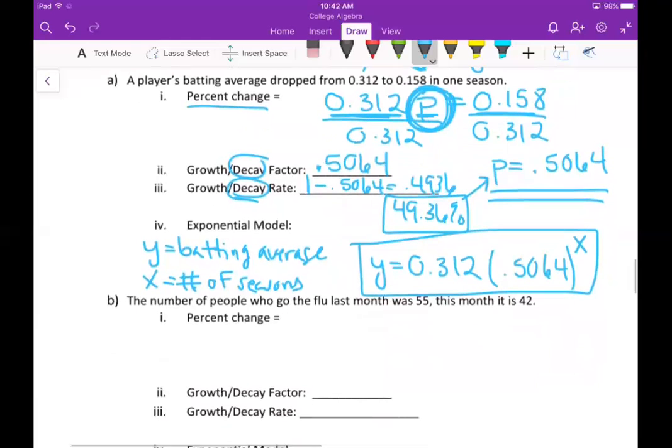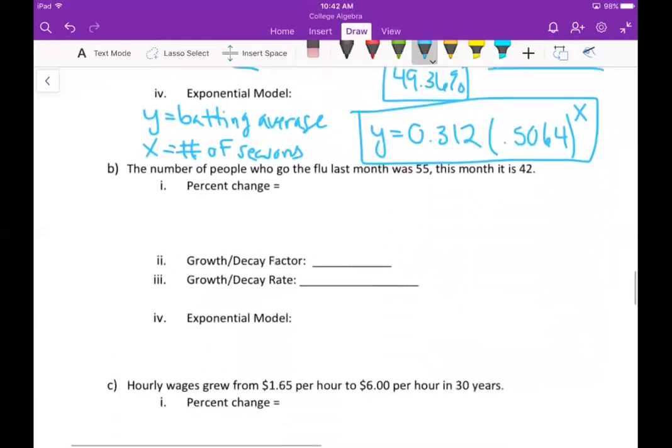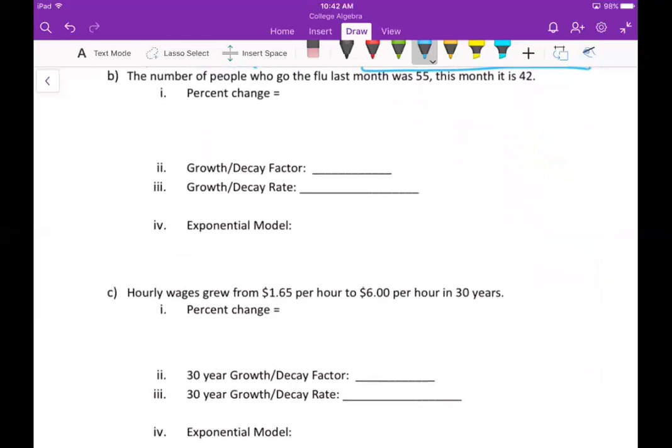So let's do another decay example here. We're going to relate this to a percent change of people getting the flu. Kind of a good example of what's going on in the world right now too. It says the number of people who got the flu last month was 55. This month it's 42. So the amount of people getting the flu each month is going down. We're seeing decay. So again, if we find that percent change, the initial amount was 55. We take that times a percent to get to the new amount.